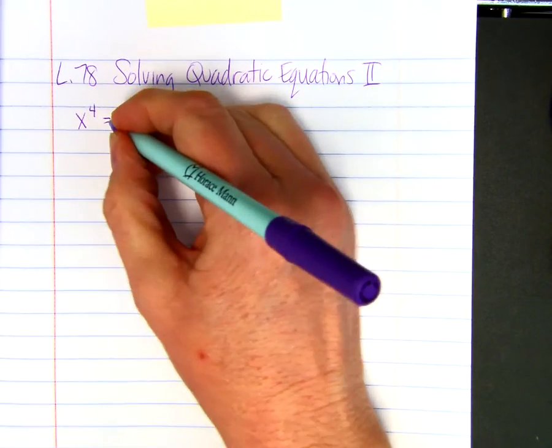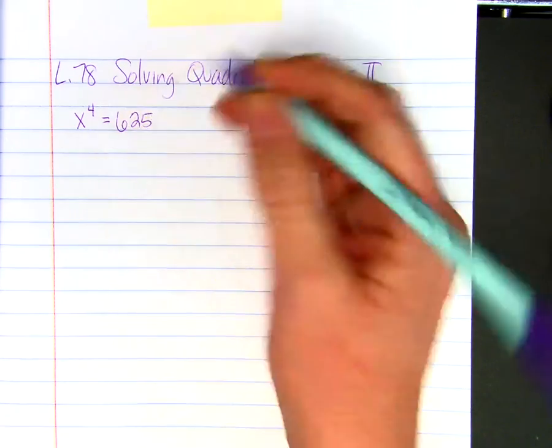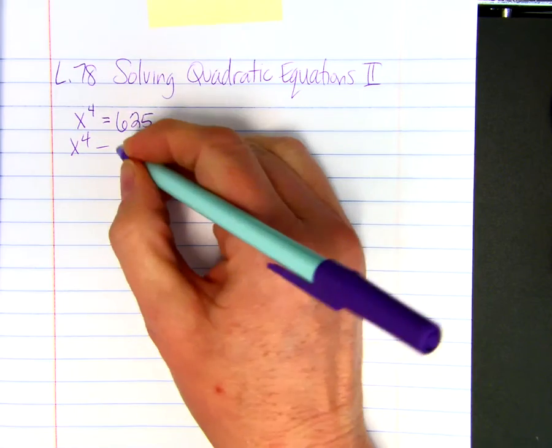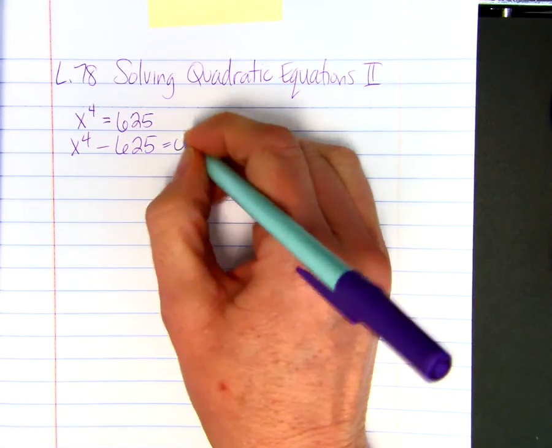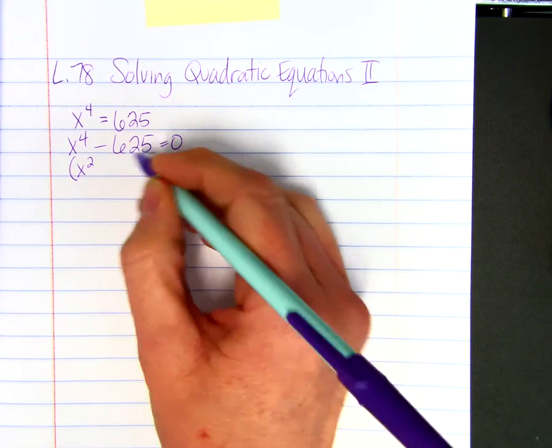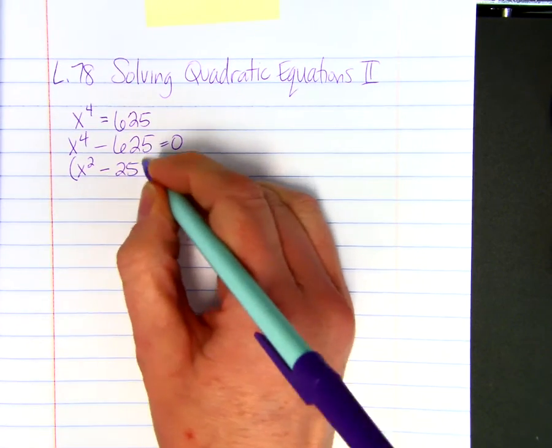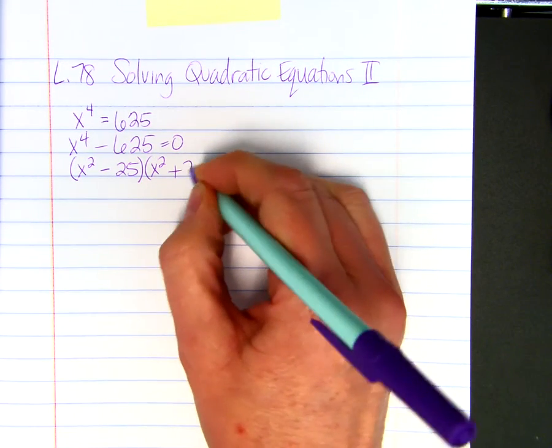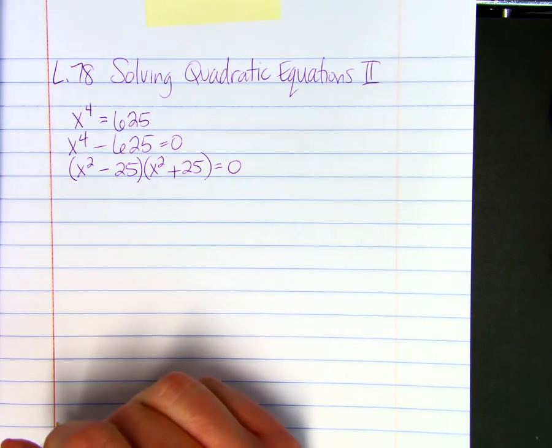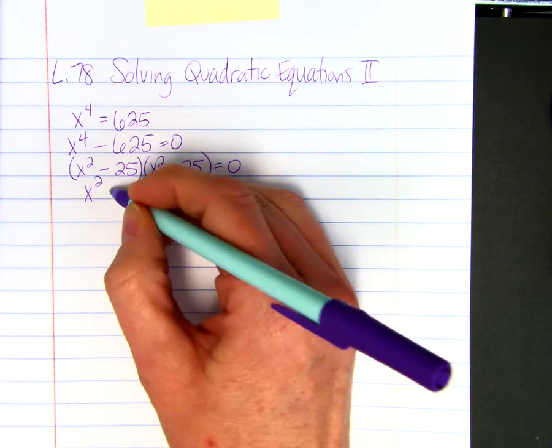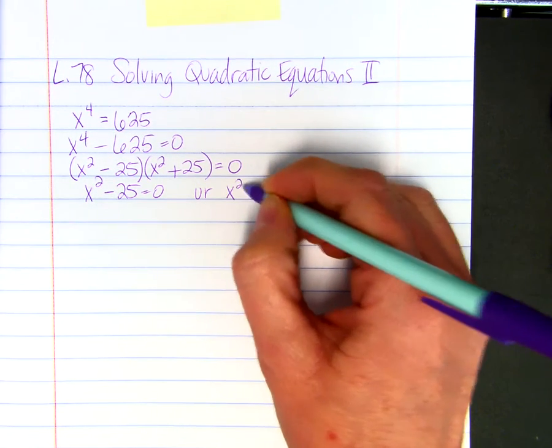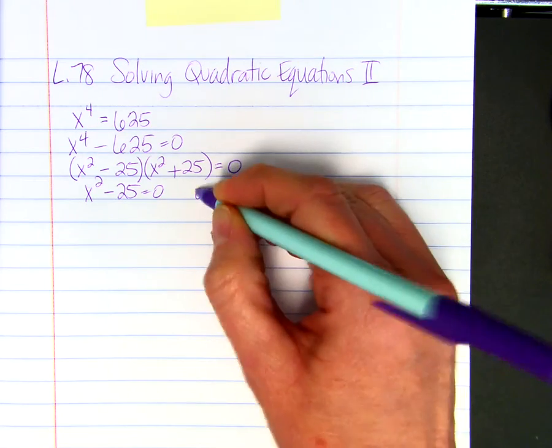So one of the examples is a quadratic equation. When you set it equal to 0, you subtract 625 from both sides, and then we have x squared minus 25 times x squared plus 25, and then you solve by setting each factor equal to 0. So x squared minus 25 equals 0, or x squared plus 25 equals 0.